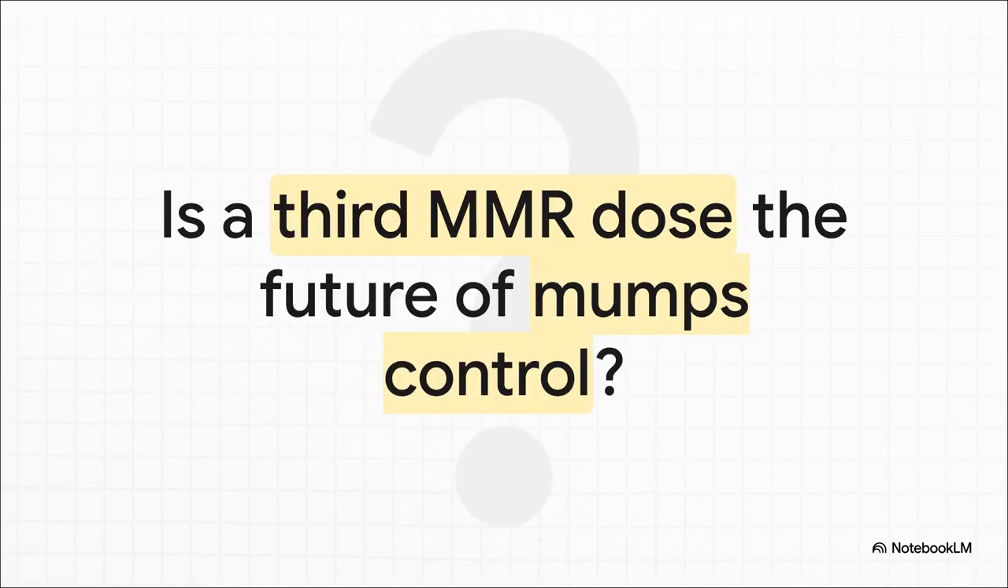And, well, that conclusion naturally leads us to the next big question, the one that's being debated right now in public health circles. If waning immunity is the problem, is a third MMR dose, maybe offered to adolescents or young adults, the future of mumps control? It's a really important strategic question to think about.